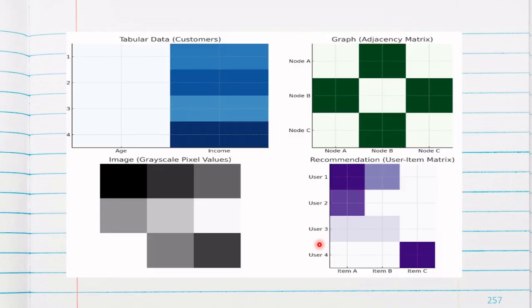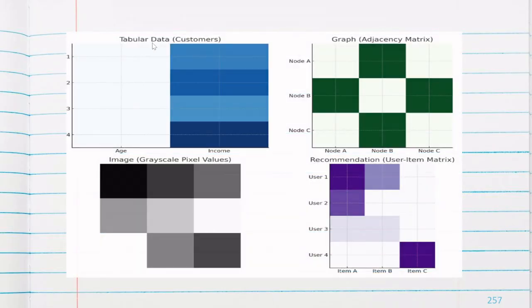You have already studied matrices in your school classes. So, tabular data can be represented using matrices. It can be represented as a graph also. We have some nodes, and we denote the graph using some relationship. The image is represented as a matrix. Then the user-item matrix: the recommendation is represented using a matrix. All these applications are represented using matrices.